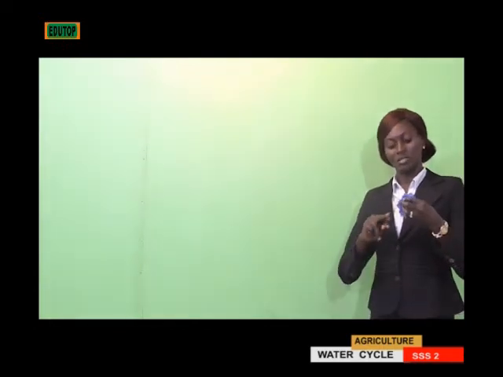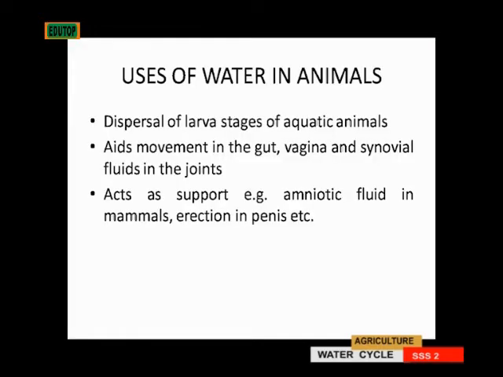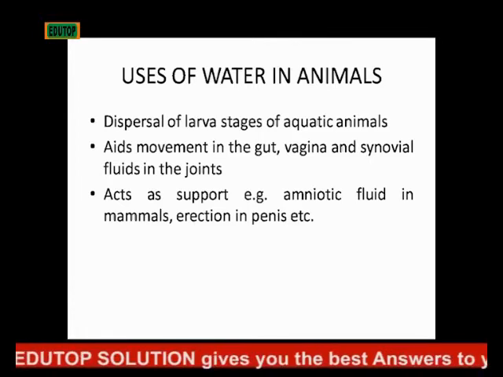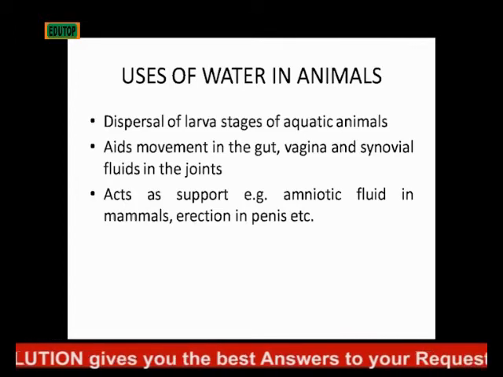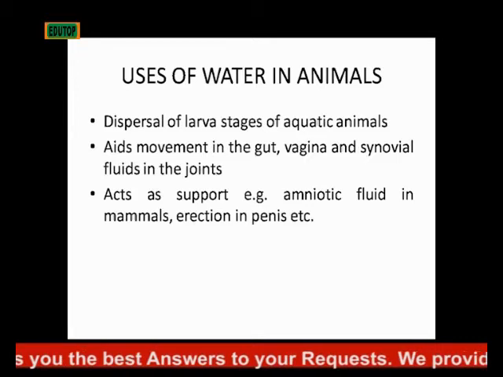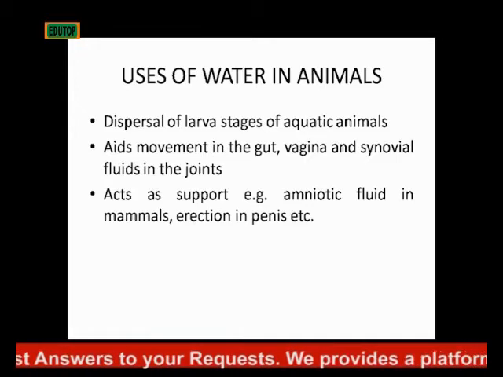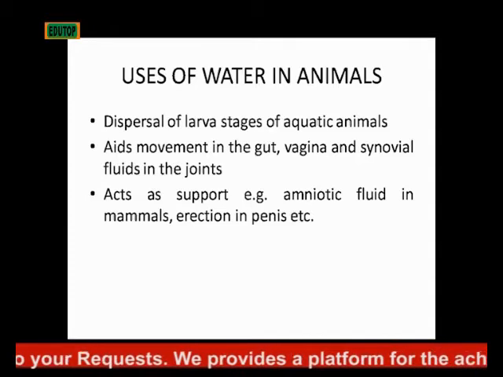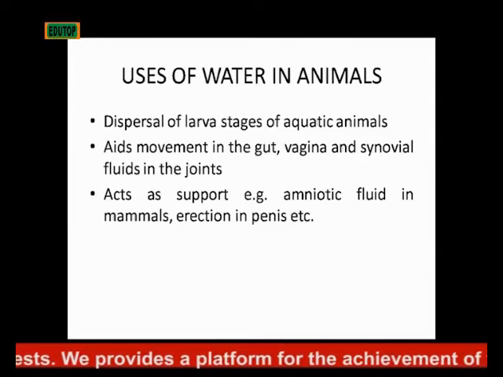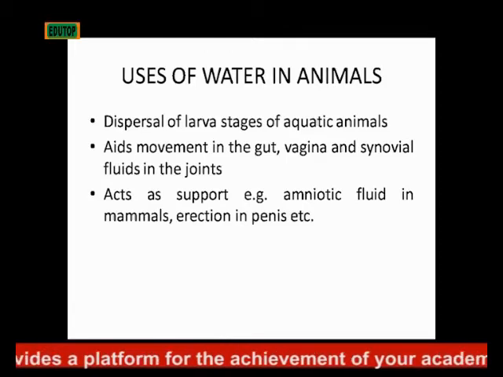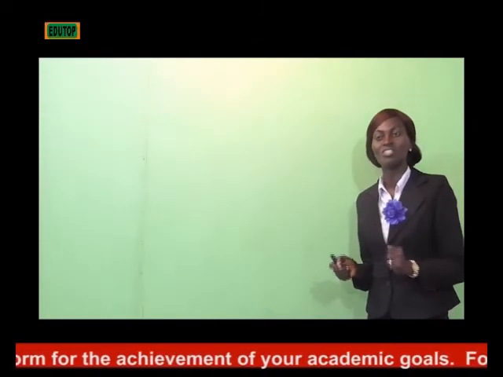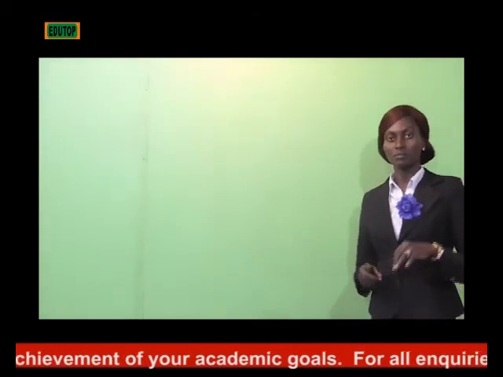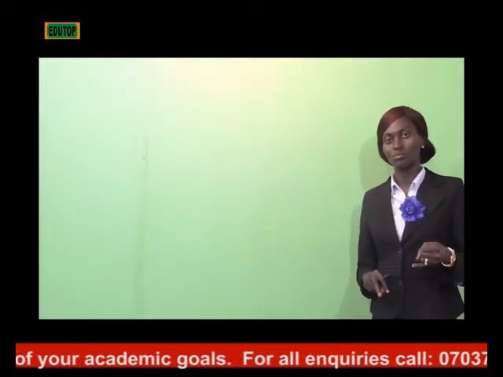Then water is useful for the dispersal stages of the larvae in aquatic animals. It also aids movement in the gut, in the vagina, in the synovial fluids of the joints. It also acts as support. For instance, in the amniotic fluid in the mother, the fluid that the baby or the fetus in the womb stays in, that's water majorly. Then in the erection of the penis, there is a fluid that makes the penis turgid and acts as support. So that is that about the cycle, the nutrient cycles.